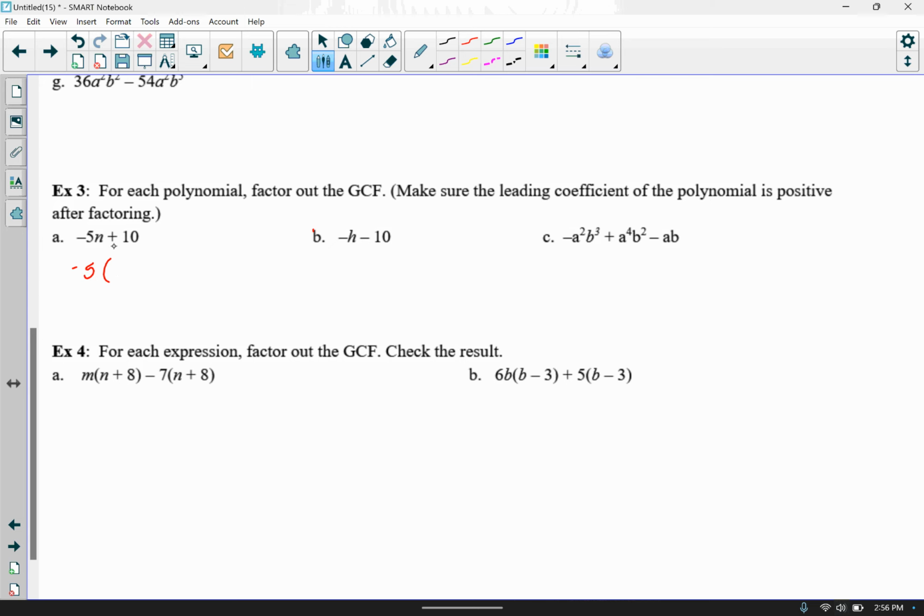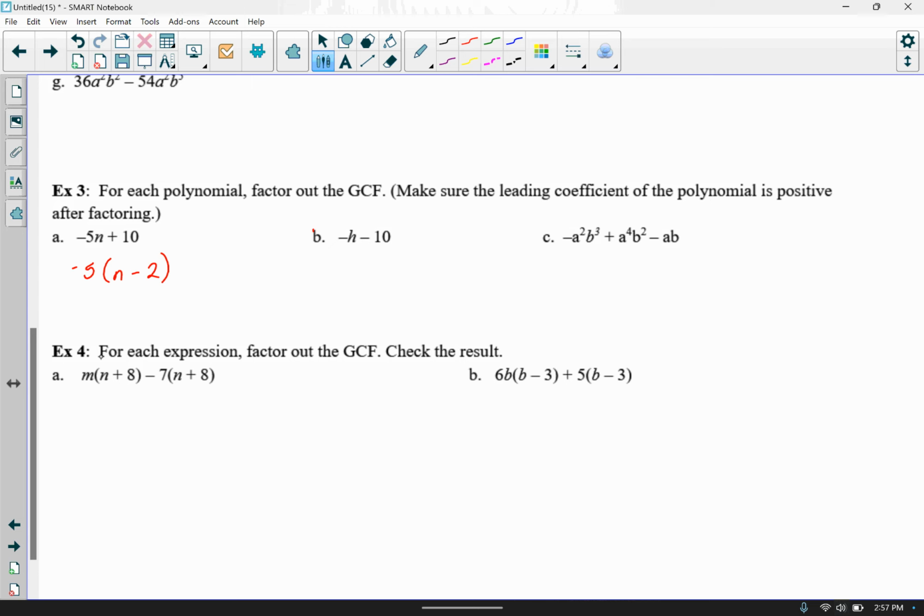They don't have any letters in common, right? Because one n, no n's, so you pull out the least letters. So no n's is smaller. All right, so pull out a -5. So then -5 times what gives me -5n? So left over just an n. -5 times what gives me 10? To be a -2. Final answer.